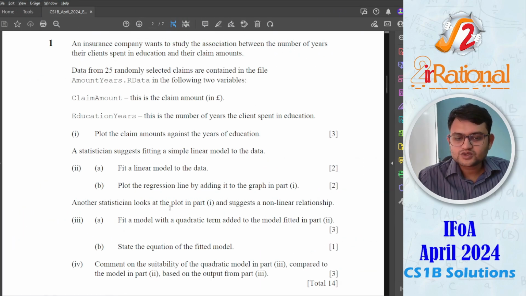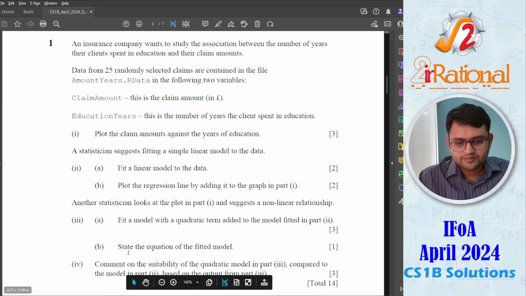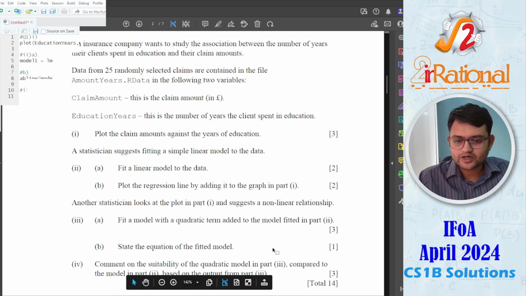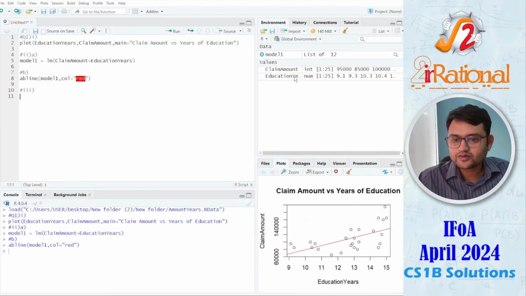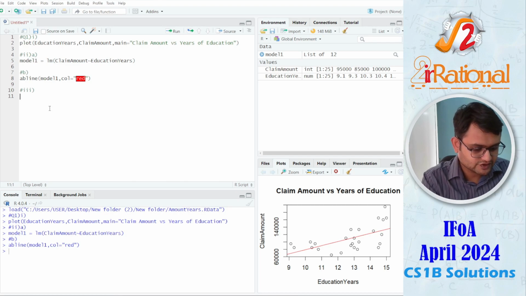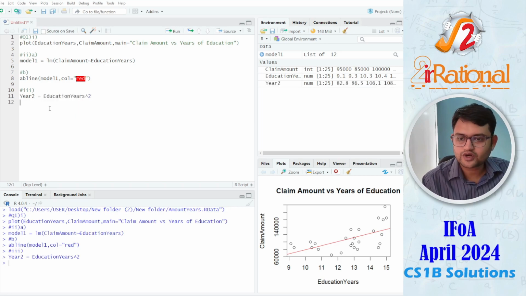Another statistician looks at the plot in part 1 and suggests a non-linear relationship. Third A, fit the model with quadratic term added to the model fitted in part 2. B, state the equation of the fitted model. Now we want the quadratic term of this education year, so I will just write year 2, that is education years raised to 2, that's my quadratic part. Now I have to make it into a model.